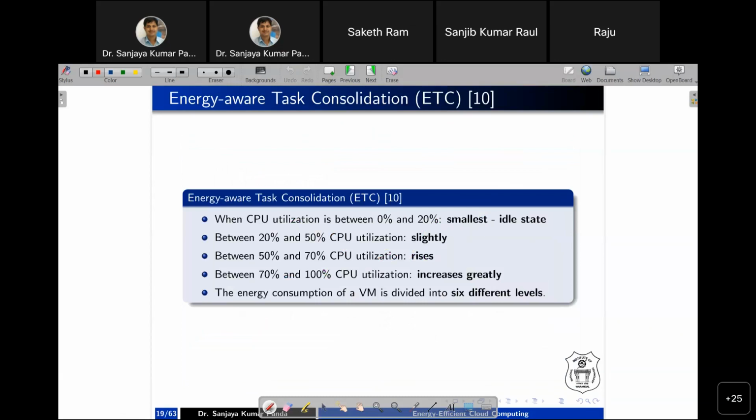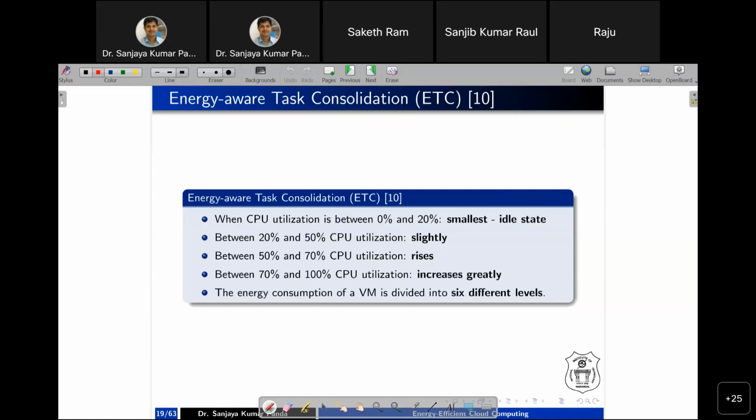So based upon that, what we have seen here, if the utilization is between 0 to 20%, generally we consider 0 to 20% is called your idle state. You are doing a very small work, or you are not doing any at all, that is called idle state. So 20 to 50%, it is slightly increasing. 50 to 70%, it is more increasing. And when it is 70 to 80, up to 90 or 100%, in that case, it increases greatly, right? That's why many researchers suggested that the utilization of the resources should not exceed 70%. Because if it increases more than 70%, the power consumption increases greatly.